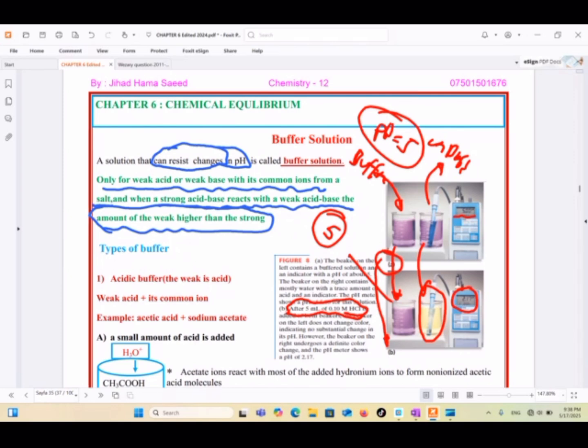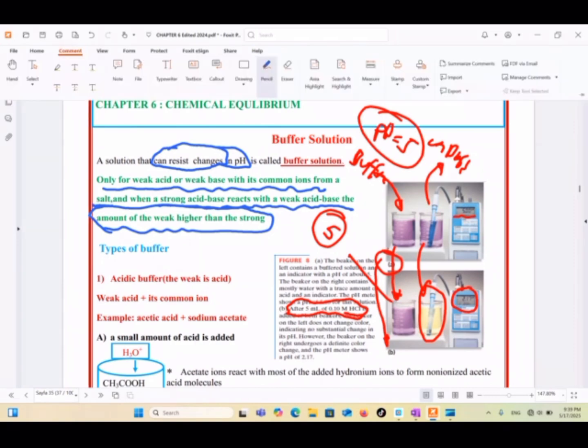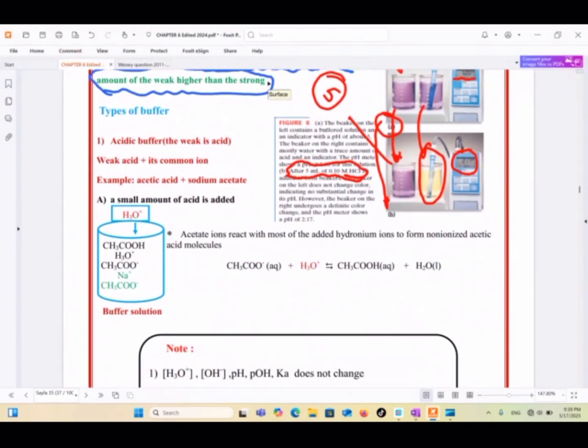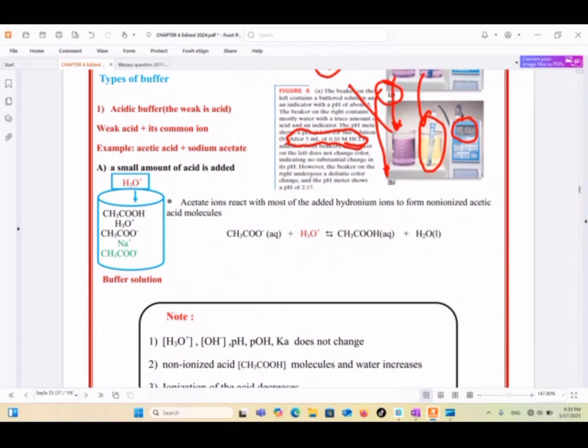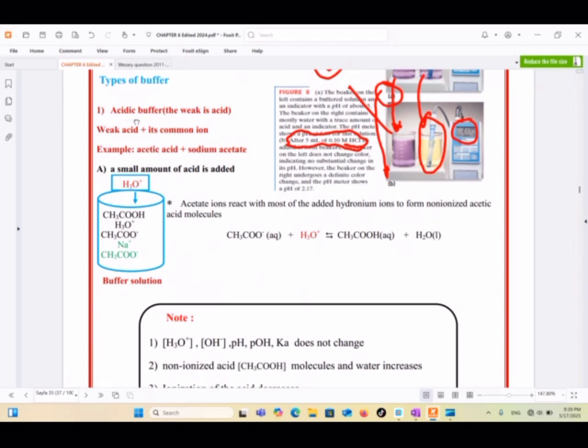We have got two types of buffer in terms of acidic and basic: the acidic buffer and the basic buffer. The acidic buffer and the basic buffer refer to whether the weak acid or a weak base is used. If the weak acid is used with its common ion, or its salt, we call it the acidic buffer. If the weak base with its salt is used, we call the type of the buffer the basic buffer. Let us talk about the first type, which is acidic buffer.